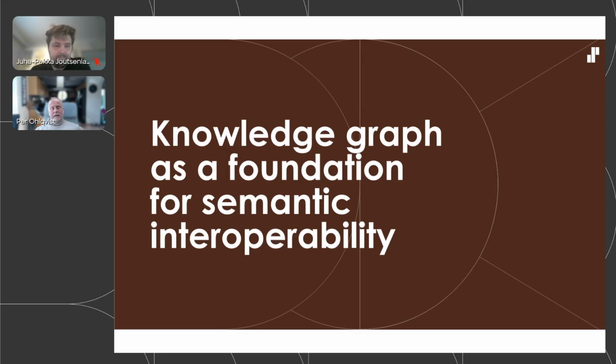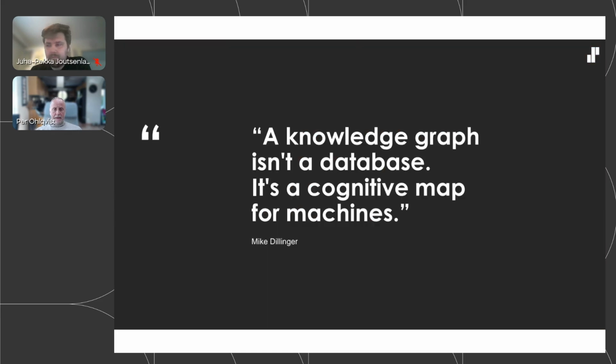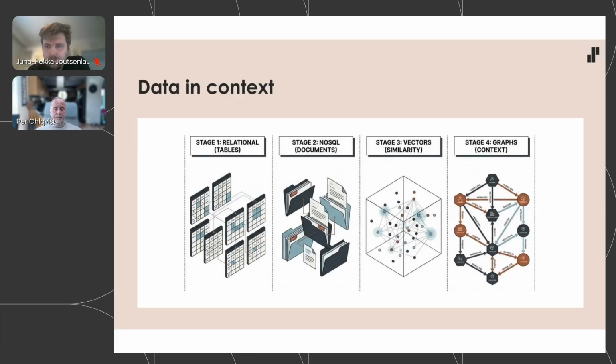Yes, let's talk a little bit more about a knowledge graph. I think we could start with a quote from Mike Dillinger, who put it quite nicely. He says it's a cognitive map for machines. Personally, I would add it's also for us humans. You could say that it's a structured representation of knowledge that uses a graph-based data model to capture entities and their relationships. But what does that look like?